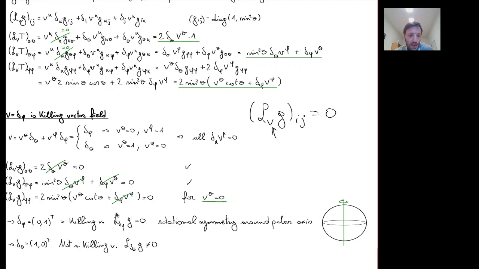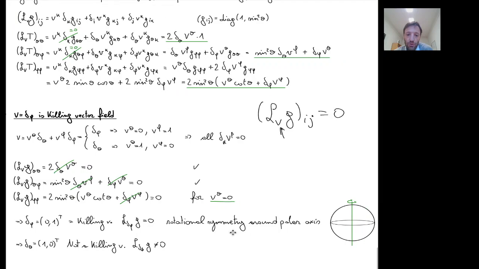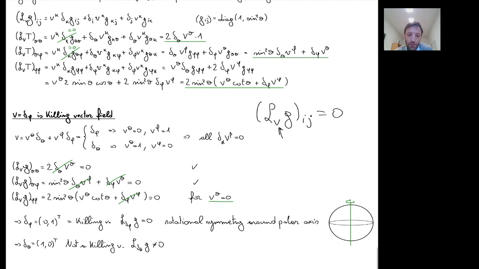Then we can ask what the implications are of the existence of this Killing vector. The conclusion that we have is that this Killing equation is associated to the rotational symmetry around the polar axis. Okay, so that's the association that you have between the Killing vector field and the symmetries of your system.